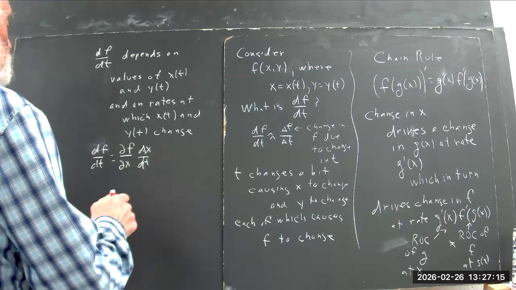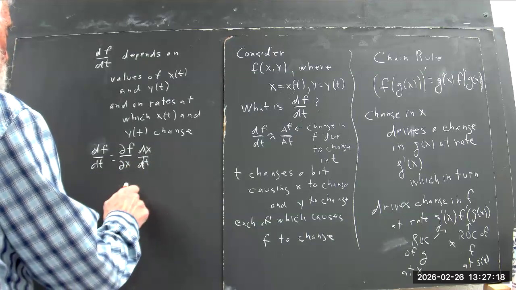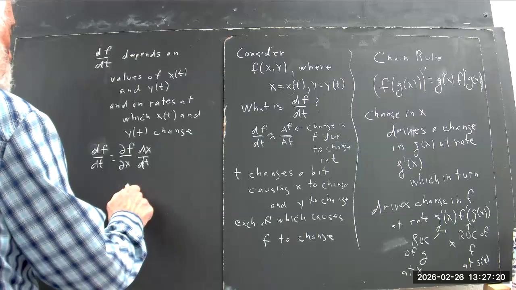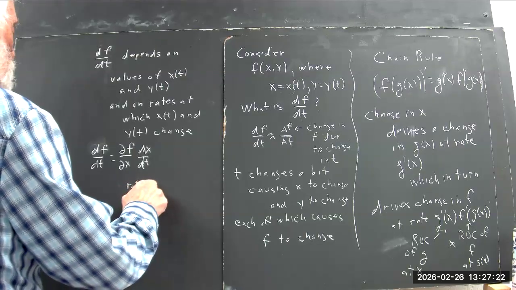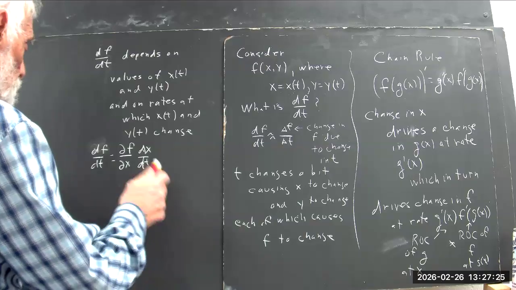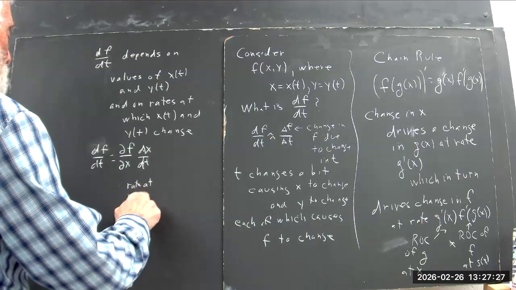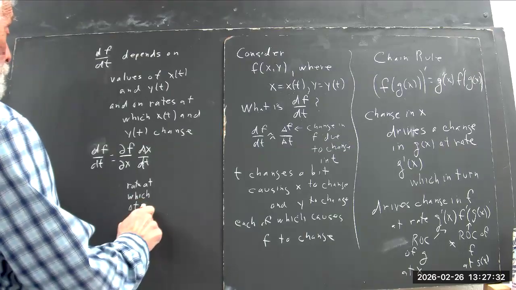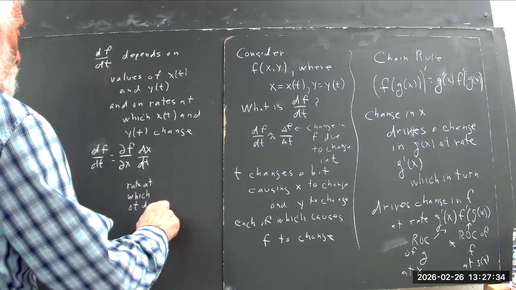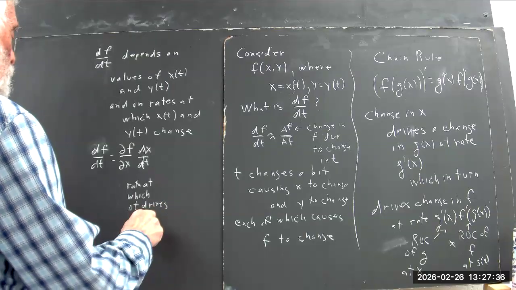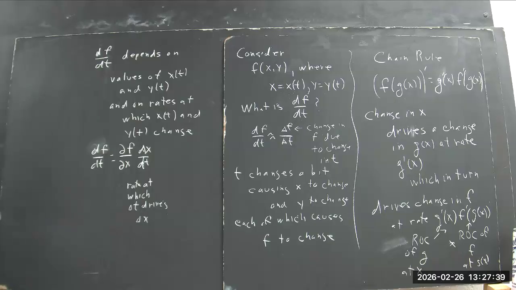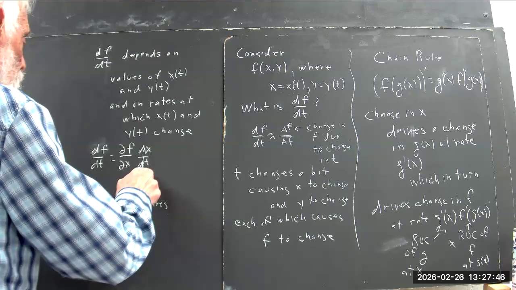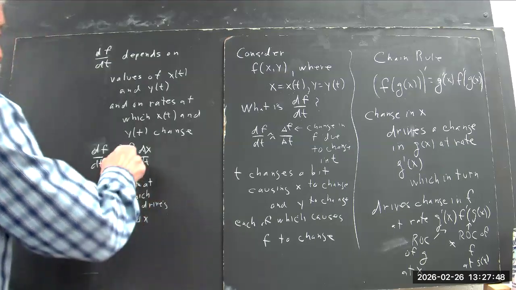So dx dt is, I like to say it this way, I don't know if it's good, bad, or indifferent, but it's the rate at which a change in t drives a change in delta x due to the function x of t. Okay? That's this part.